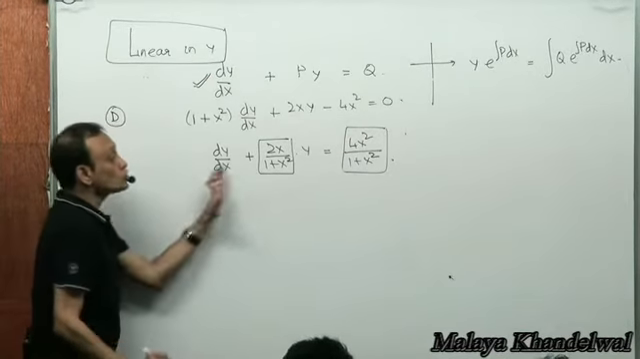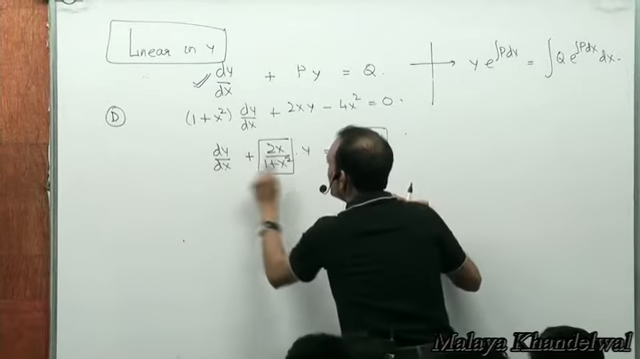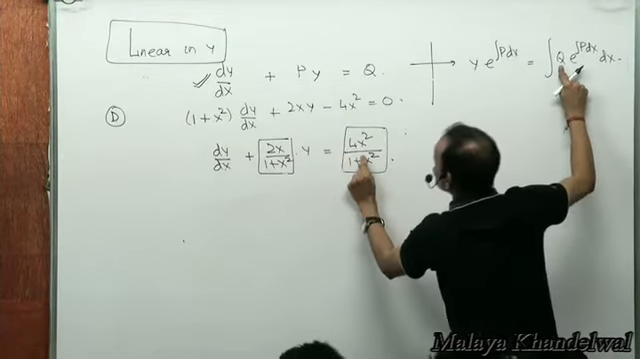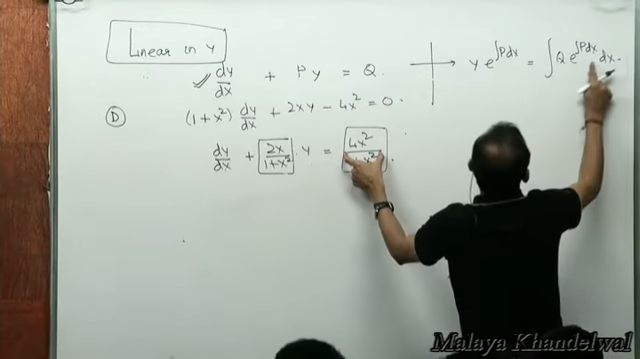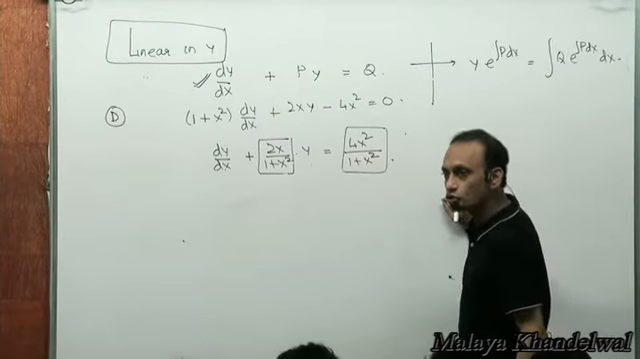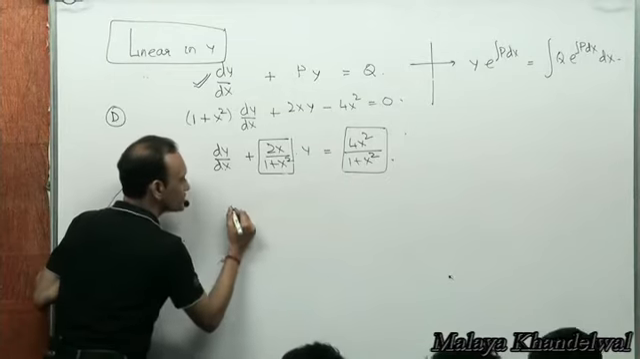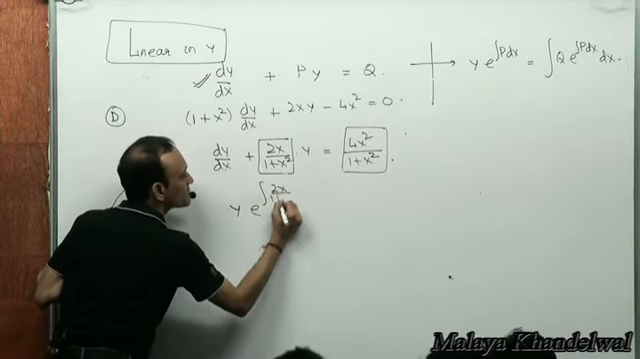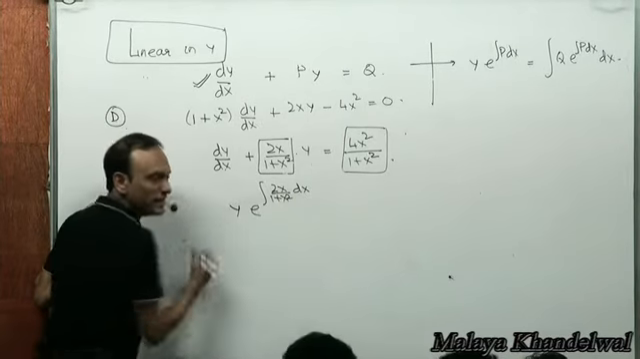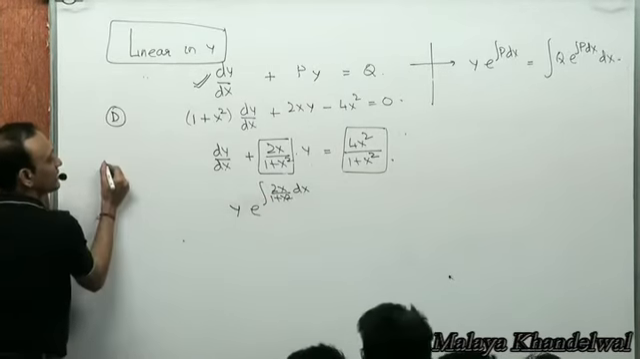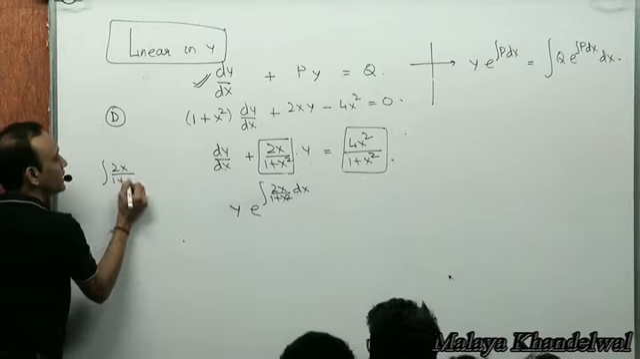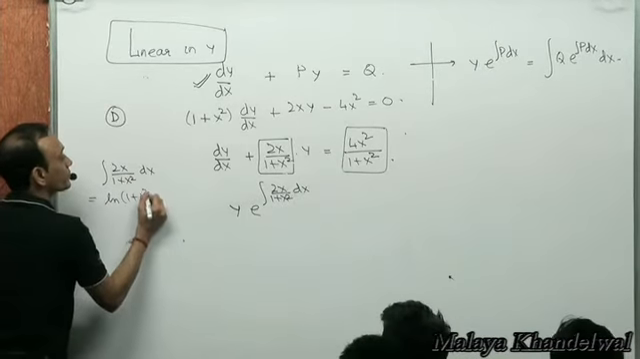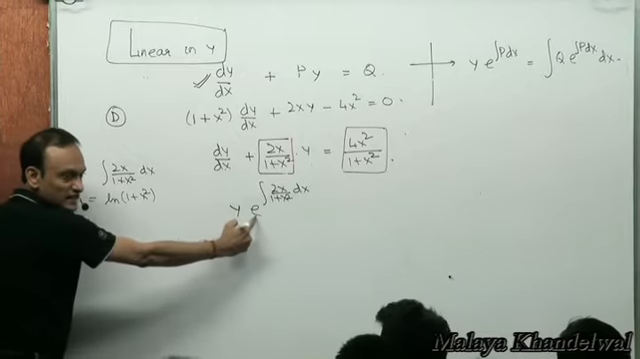Right? The solution to this differential equation is going to be what? y e^(∫p dx) = ∫q e^(∫p dx) dx. That will be the solution to this, right? So the solution is y e^(∫2x/(1 + x²) dx). Let me obtain this on the margin. Integral of 2x/(1 + x²) dx is log(1 + x²). Yes or no?